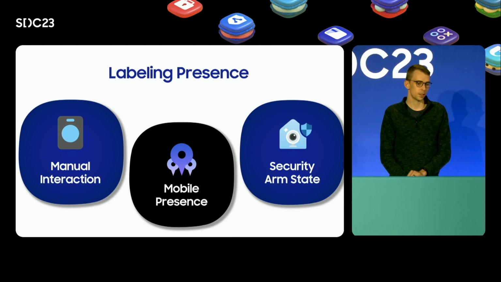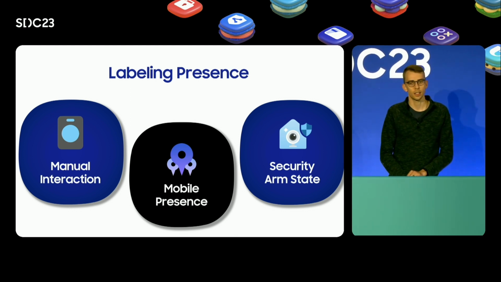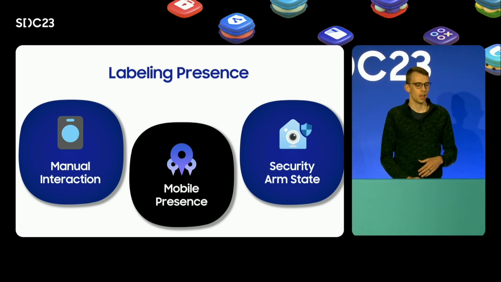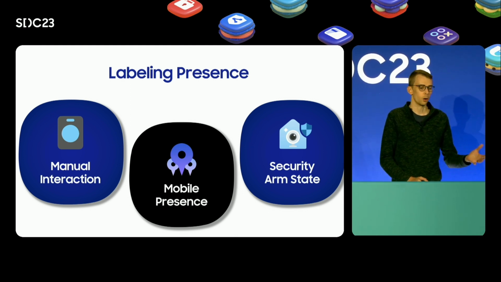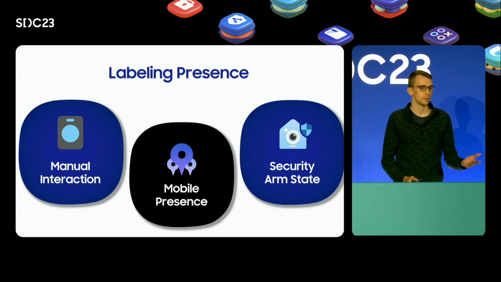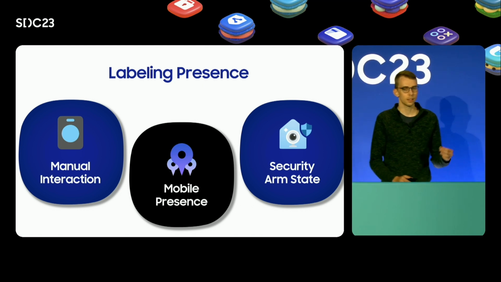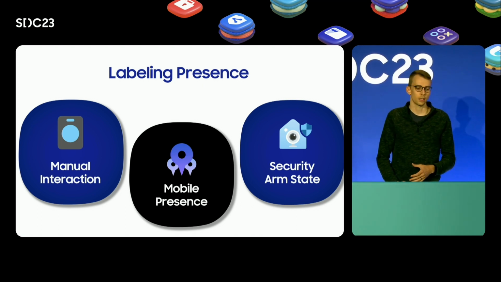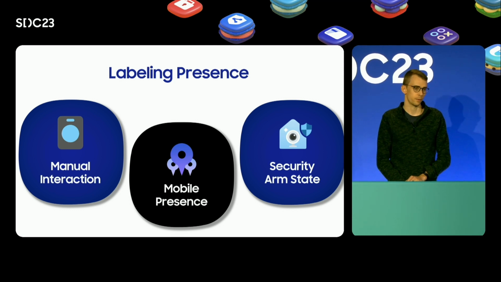Finally, users with SmartThings Home Monitor can set their security arm state. When a user disables their system, they are most likely at home or sleeping. Otherwise, if they arm their security system, we know that it's likely that no one is present. From those security system changes, we can construct a timeline similar to how we do for mobile presence.